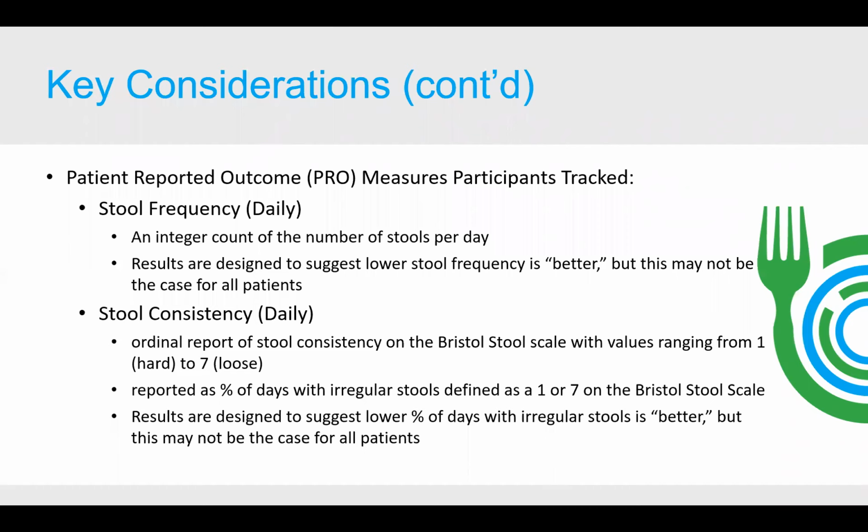Because patients on the SCD or MSCD can have mashed potato consistency stools, their average stool consistency can be a bit higher. So the measure is designed to look at really abnormal or irregular stools, which would either be very hard or very loose. And again, in this case, results are designed to suggest that a lower percent of days with irregular stools is better. However, if this is not the case for your particular patient, you want to review these results with that in mind.